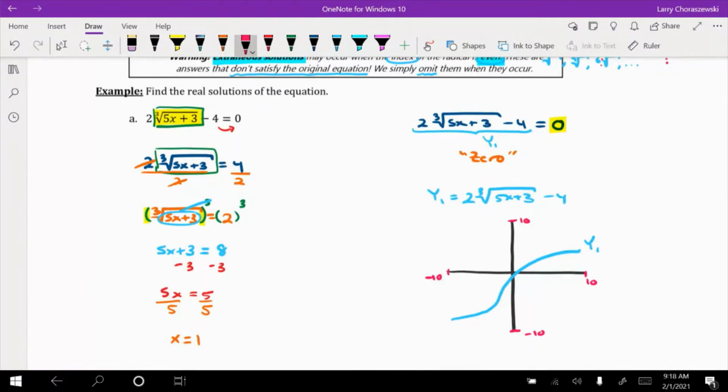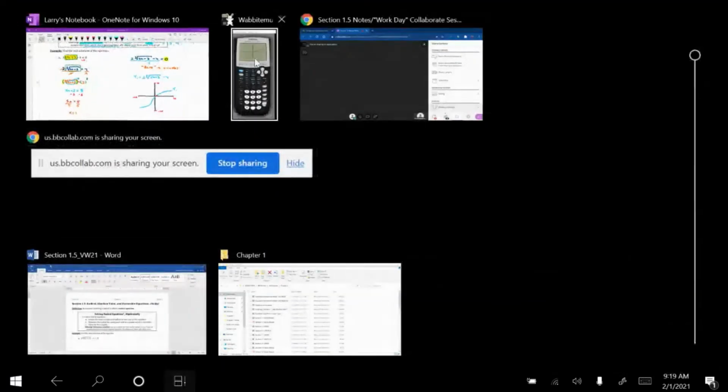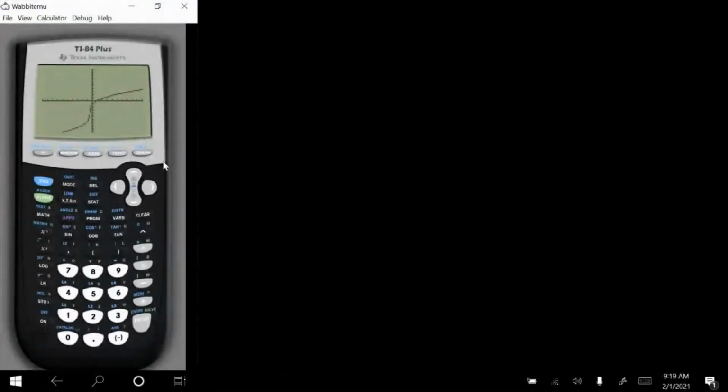And it looks like according to our graph, there would be one solution for x. Okay, keep in mind with the 0 feature, we are looking for x-intercepts. And there appears to be one. So let's go back to the calculator. And we'll use the 0 feature. Second trace. And option 2.